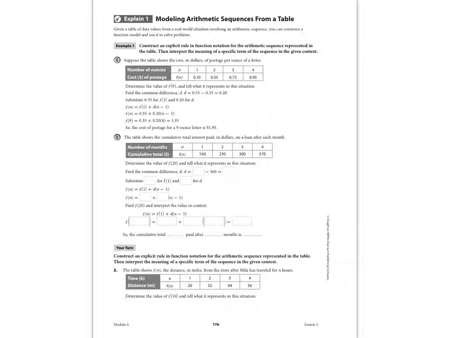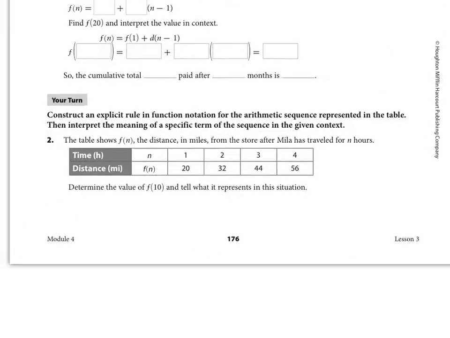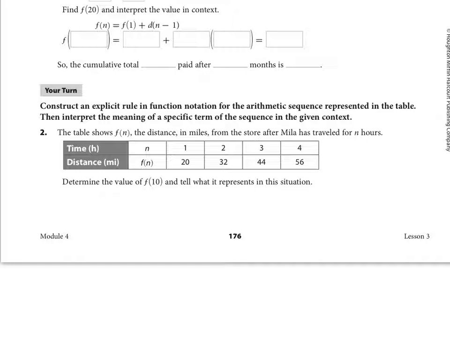So I'm going to go to the Your Turn at the bottom of page 176. Construct an explicit rule in function notation for the arithmetic sequence represented in the table. Then interpret the meaning of a specific term of the sequence in the given context. So for number 2, we have a table here. It shows the distance in miles, that's f of n, from the store after Mila has traveled for n hours. So our hours is going to be our independent variable, and our distance in miles is our dependent. So the number of miles depends on the number of hours.